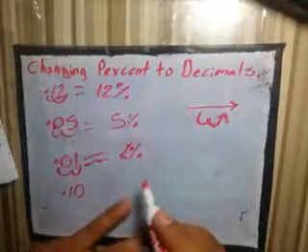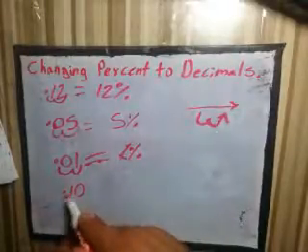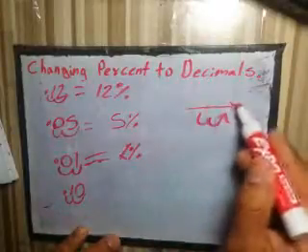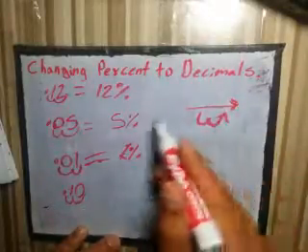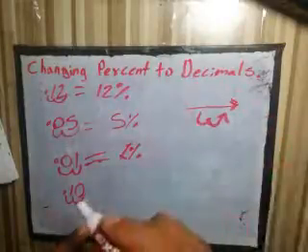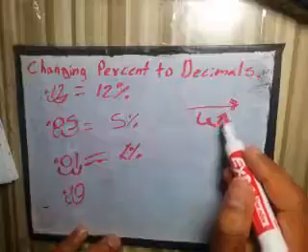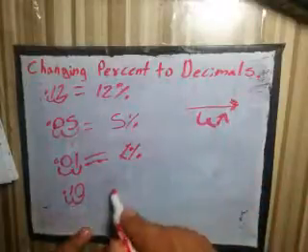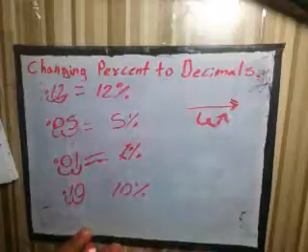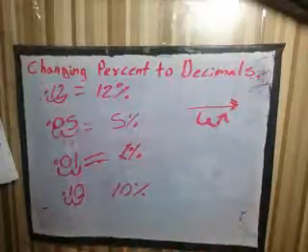0.10 to percent. You move two places to the right. Remember the rule: decimals to percent, move two places to the right. Percent to decimal, move two places to the left. And focus here. It will be 10%. So remember, that's so easy.